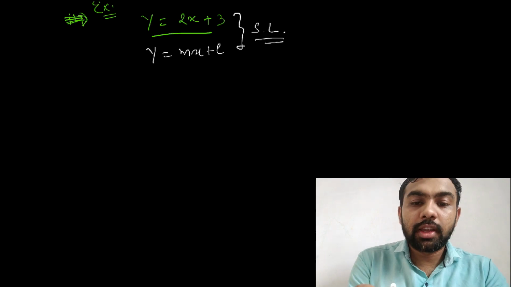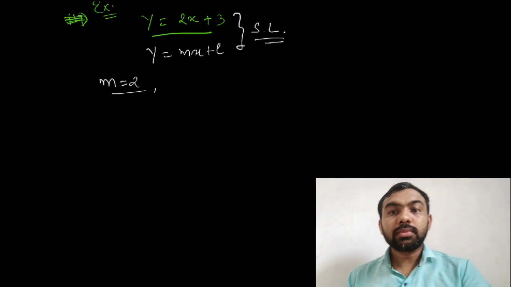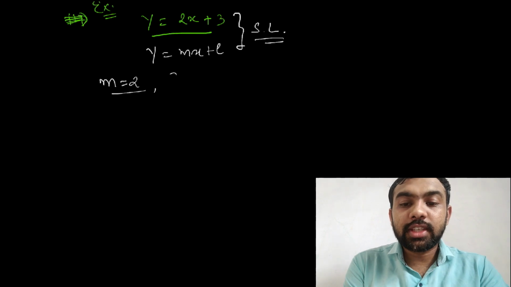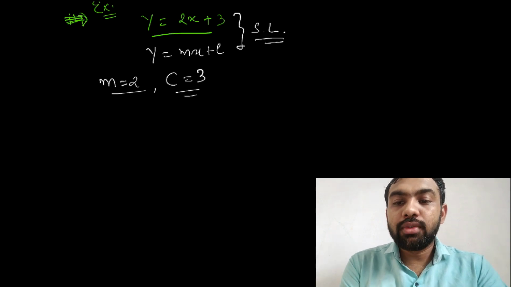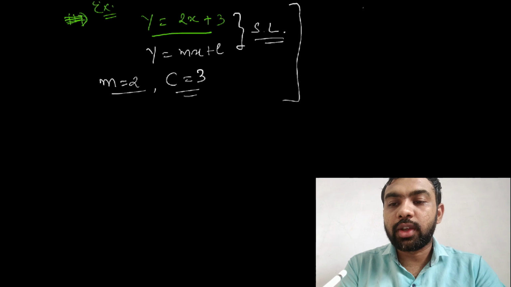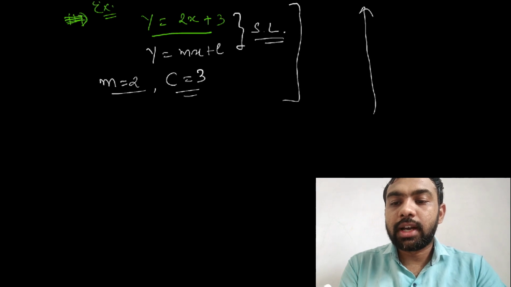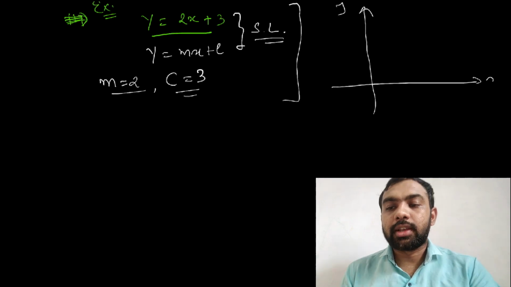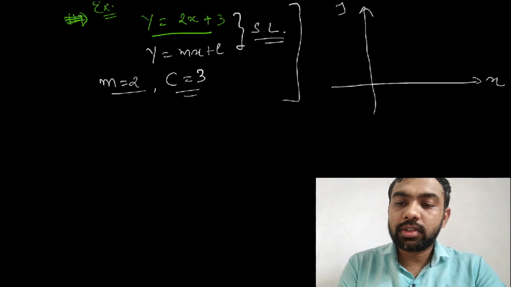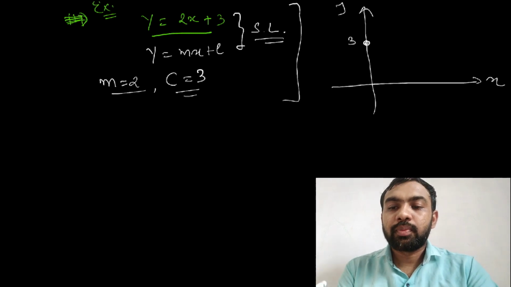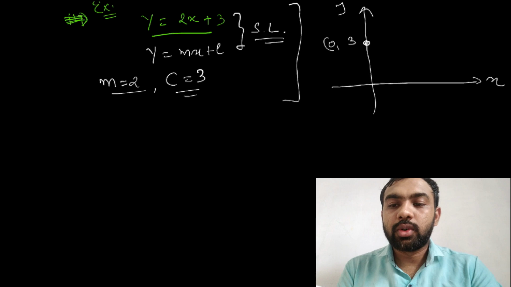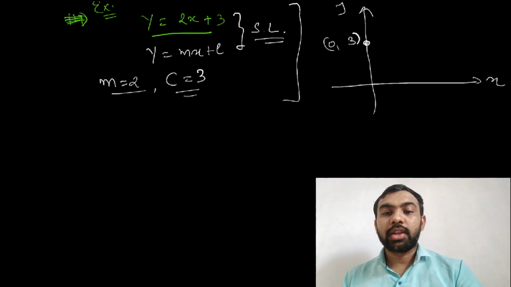M is equal to what? M is equal to 2. What is the C? C is equal to 3. Then how do you draw this figure in the xy coordinate? See, y and x. So where is the 3? Suppose somewhere here it is 3. Actually (0, 3). Okay, so the line is passing through this point.